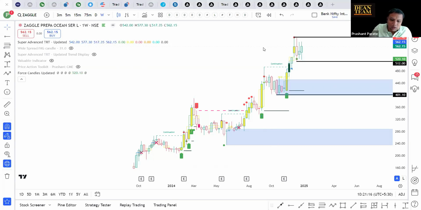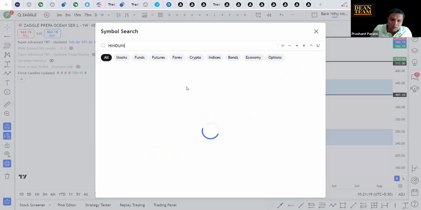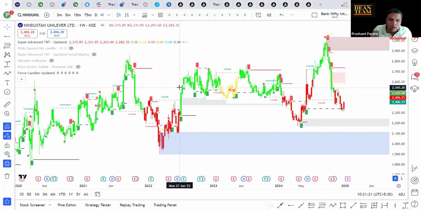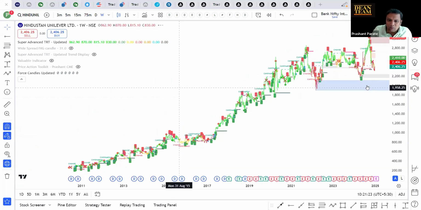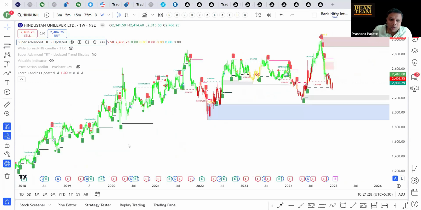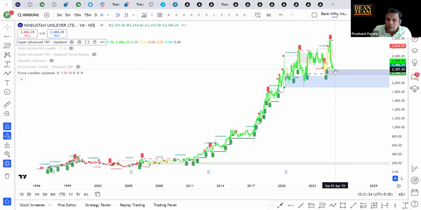Hindustan Unilever. What does Hindustan Unilever say? It has been in a trend. If you want to invest in Hindustan Unilever, what is the right time? Is it this level? Is it because it is a buying area? Is it the right time to invest in Hindustan Unilever?